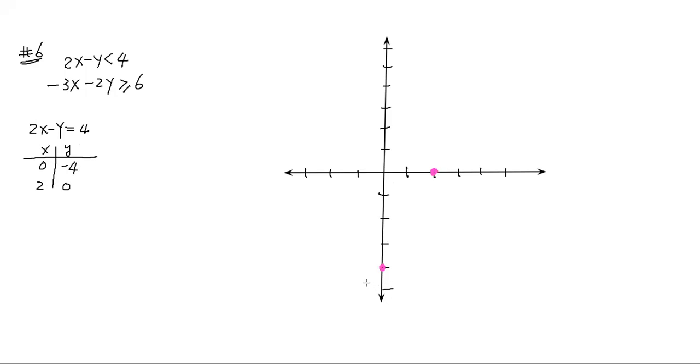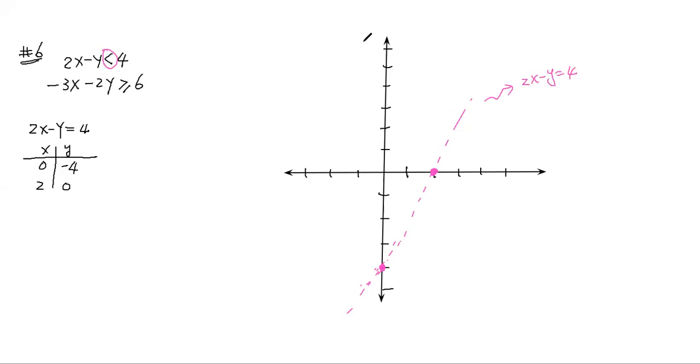So this will be my line. Did you see the reason why I used the dotted line? It's because this does not have an equal sign, so I use the dotted line. So this line here is 2x minus y equal to 4.